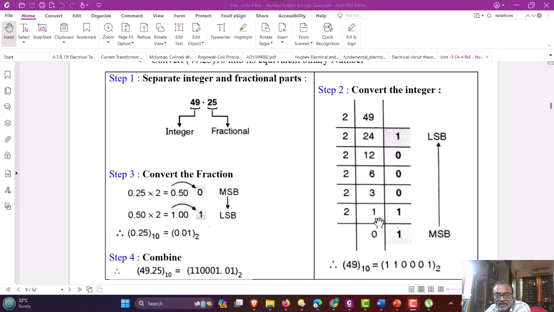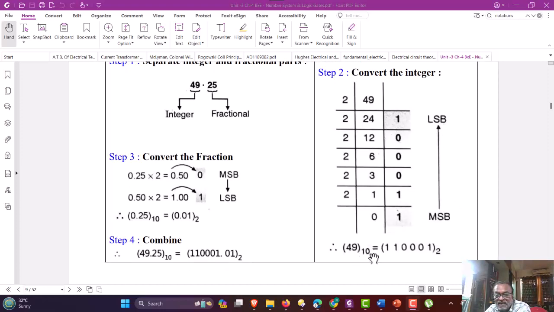3 will be divided by 2. Quotient will be 1, remainder will be 1. 1 will be divided by 2. Quotient will be 0 and remainder will be 1, and the process stops here. So we are getting the column here. The last remainder is MSB and the first remainder is LSB.